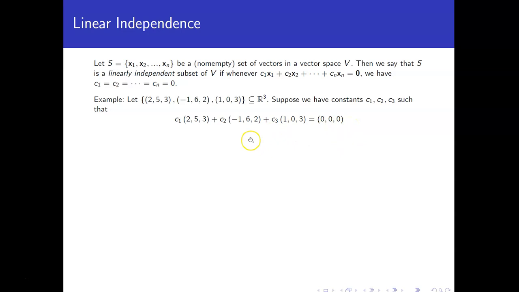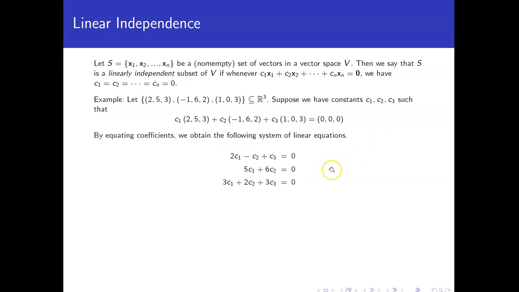If we start equating components, we can get a system of linear equations. What I mean is, if we actually do the scalar multiplication and the addition here, and equate components, we get a system of equations. In this particular case, we would get 2c1 minus c2 plus c3 equals 0. That's coming from the first components of the vectors. We get 5c1 plus 6c2 equals 0. That's coming from the second components. And then 3c1 plus 2c2 plus 3c3 equals 0 is coming from the third components.